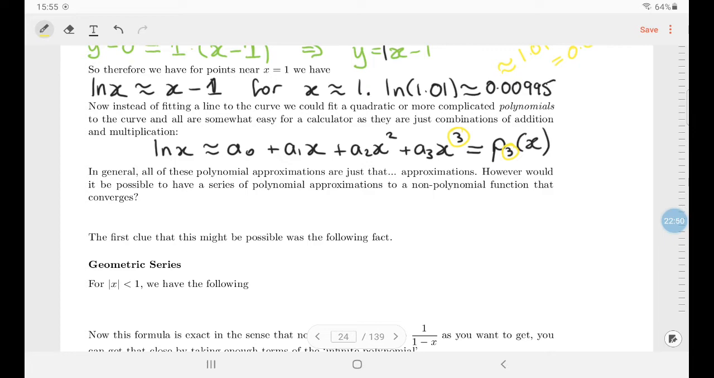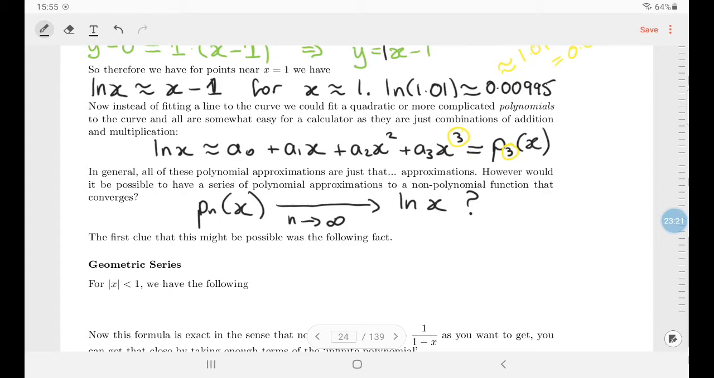These are like more and more chances for the curve to really work, such that the Pn of x, so these polynomial approximations, get closer and closer to log of x as the number of terms goes to infinity. The question is, can we do this? So can we approximate something like a log of x with an infinite sum? And it turns out that you can.